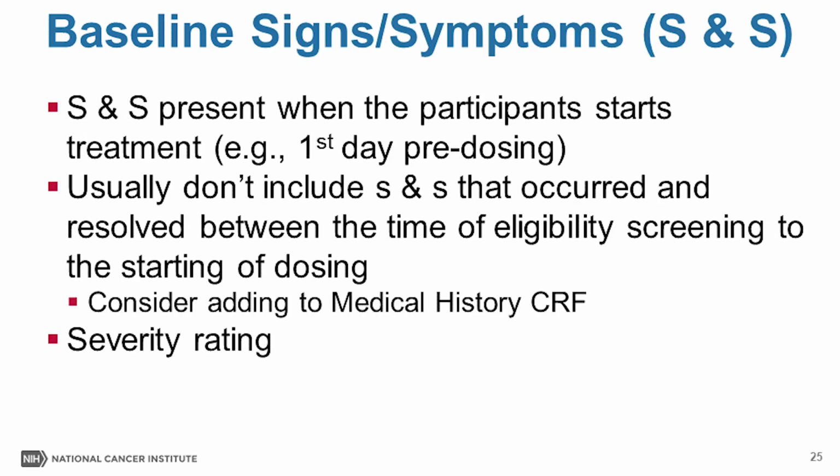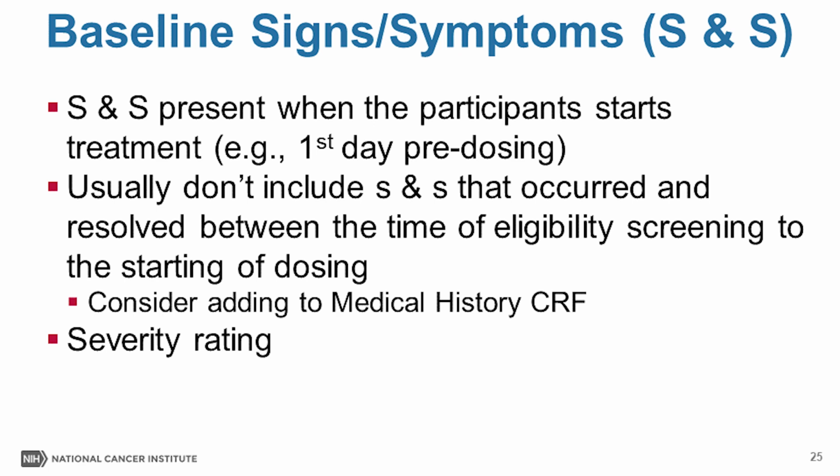When you are assessing safety and/or toxicity in a clinical trial, you need to first assess and document how the participant is doing at baseline before beginning any component of the research. So you want to assess the signs and symptoms that are present when the participant starts treatment. So for example, this could be the first day immediately pre-dosing or receiving the intervention.